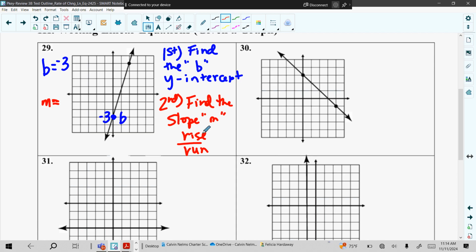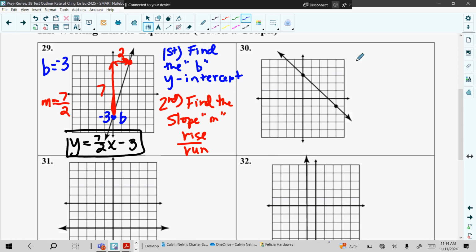Step 2 says find the slope, the m, using rise over run. So if this is one point, here's the other point on the graph. Now I count my rise over run. 7 over 2. Yeah, so 7 over 2. Now we write the equation. So y equals 7 over 2x minus 3.